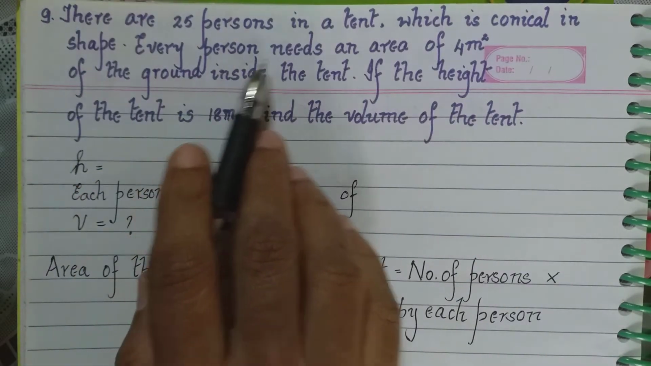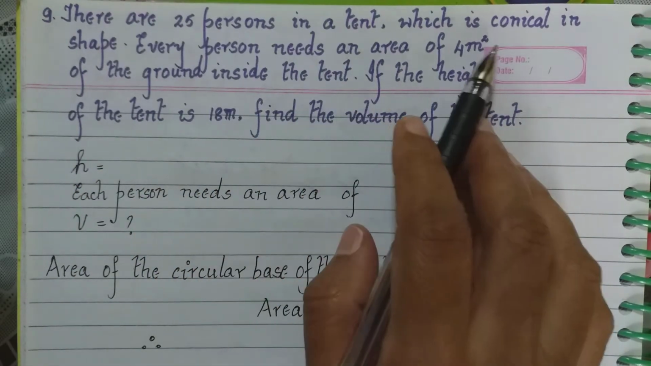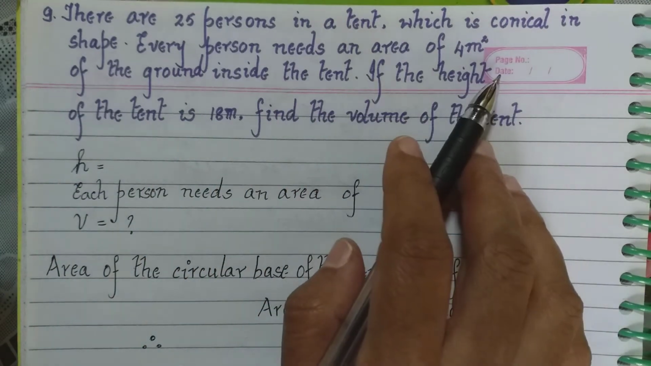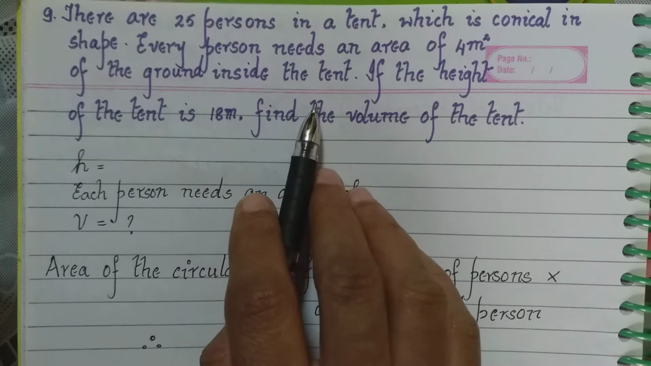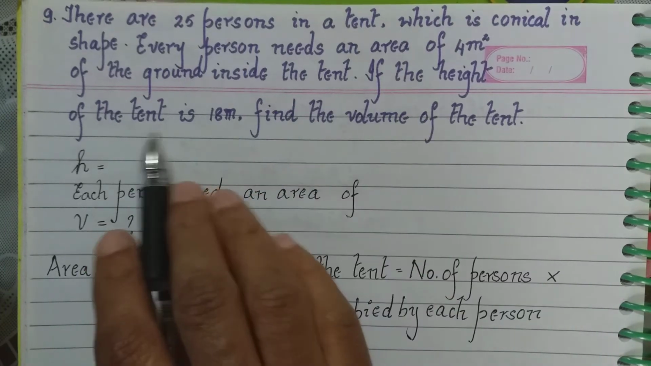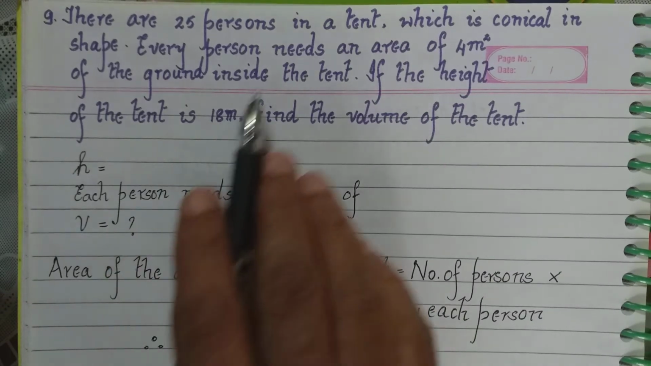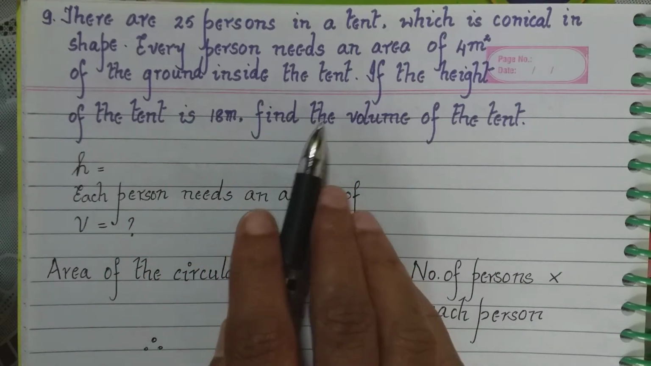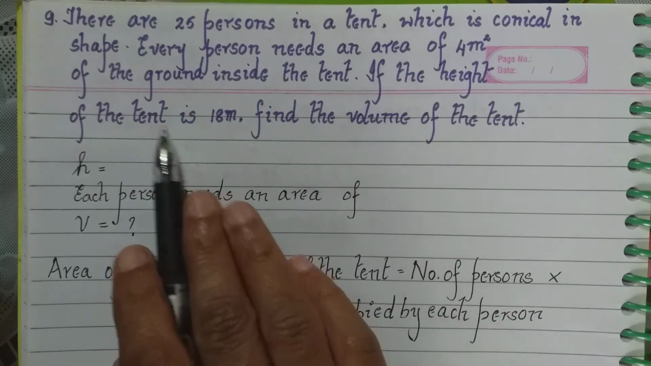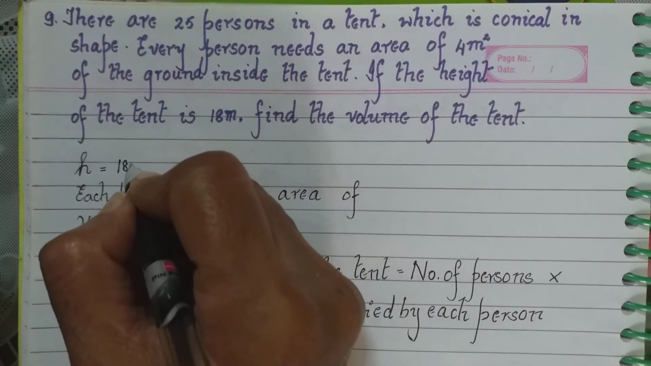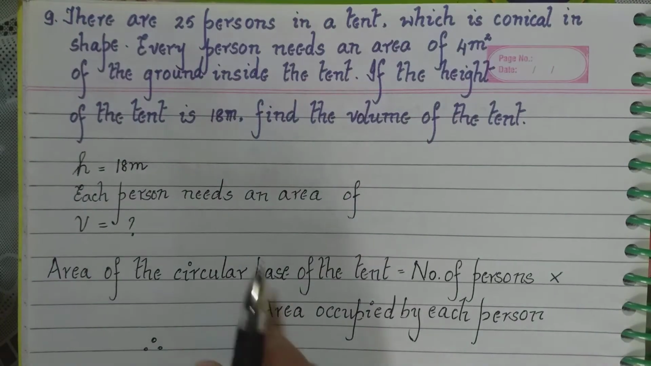Ninth question. There are 25 persons in a tent which is conical in shape. Every person needs an area of 4 meters square of the ground inside the tent. If the height of the tent is 18 meter, find the volume of the tent. Now here they have also given us the height of the tent, which is 18 meters. So we can write here h is equal to 18 meter.